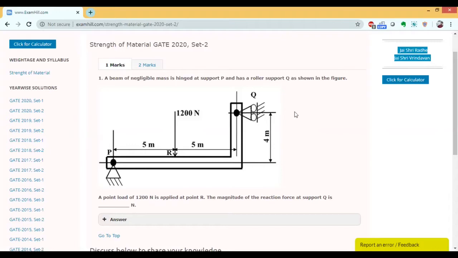If you read the question, you are able to see the text clearly, right? Yeah, I can see that clearly. So in this question, what has been asked? This is the diagram they have given, and what they are asking is the magnitude of the reaction force at support Q.